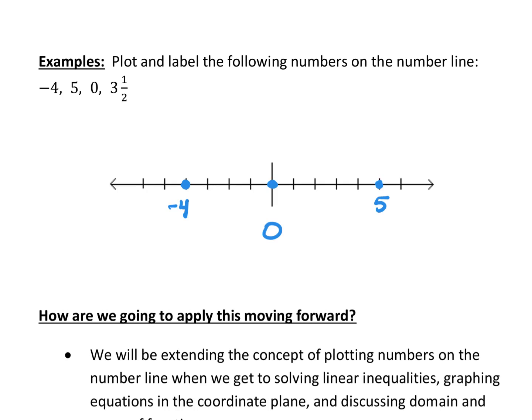And for the last one, 3.5, sometimes you will be asked to graph fractions or mixed numbers. And so 3.5 is going to be halfway between 3 and 4 on the number line. So when we move, we start at 0, we go 1, 2, 3, and we want to add half onto that, so we will be right here halfway between 3 and 4. We put our dot, and we put our label.